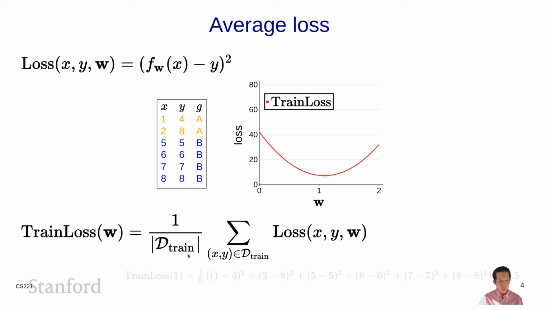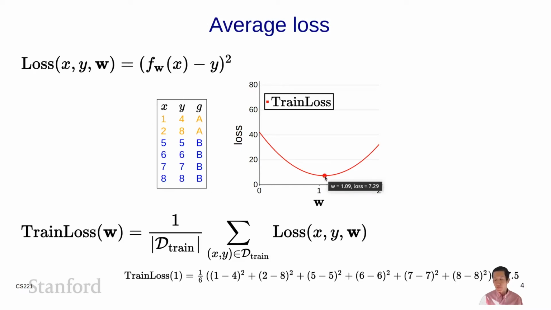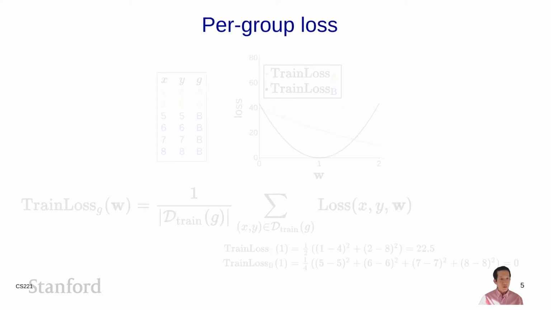And what we can do is practice evaluating this training loss at a particular value of w, let's say 1. This is going to take the average over this data set, and it's going to return some value, 7.5. So the average loss at w equals 1 is 7.5. Which seems okay, but now let's peer a little bit closer at how the loss is spread across groups.